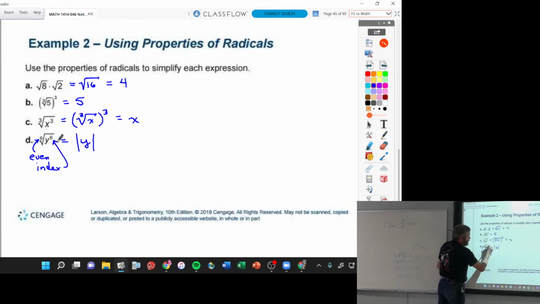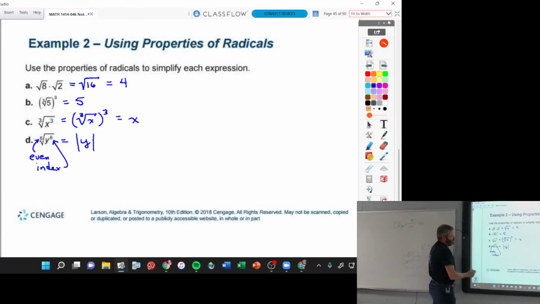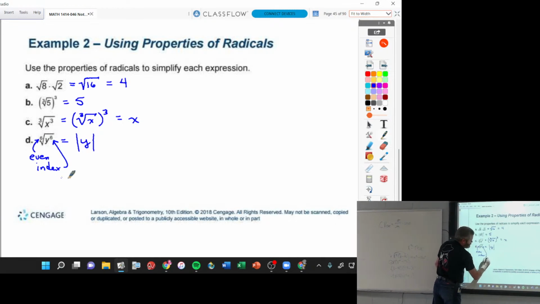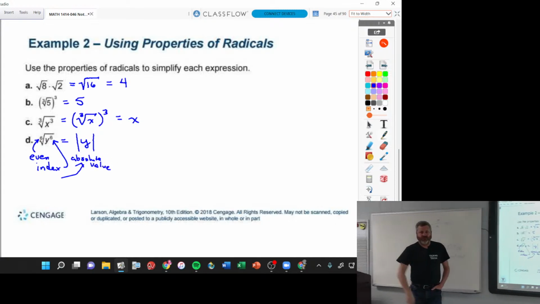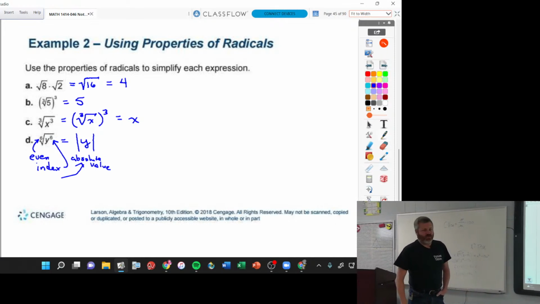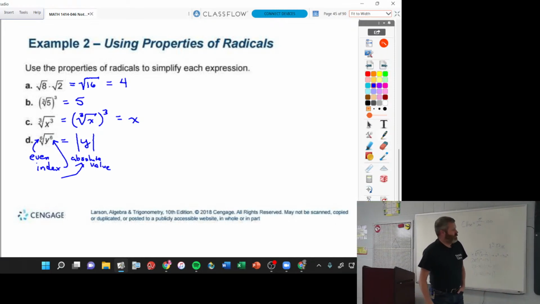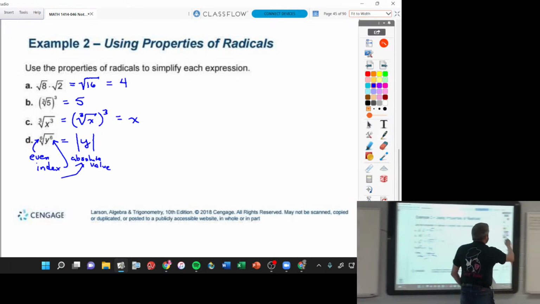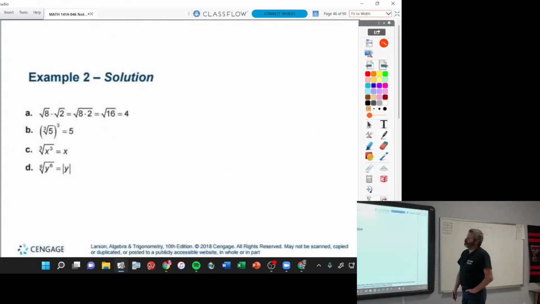That happens to be the same as the power, right? So when that happens, the result is absolute value bars. When the index is odd, I don't care, because remember, you can't take the odd root of a negative number. So when that happens, the result is absolute value bars.